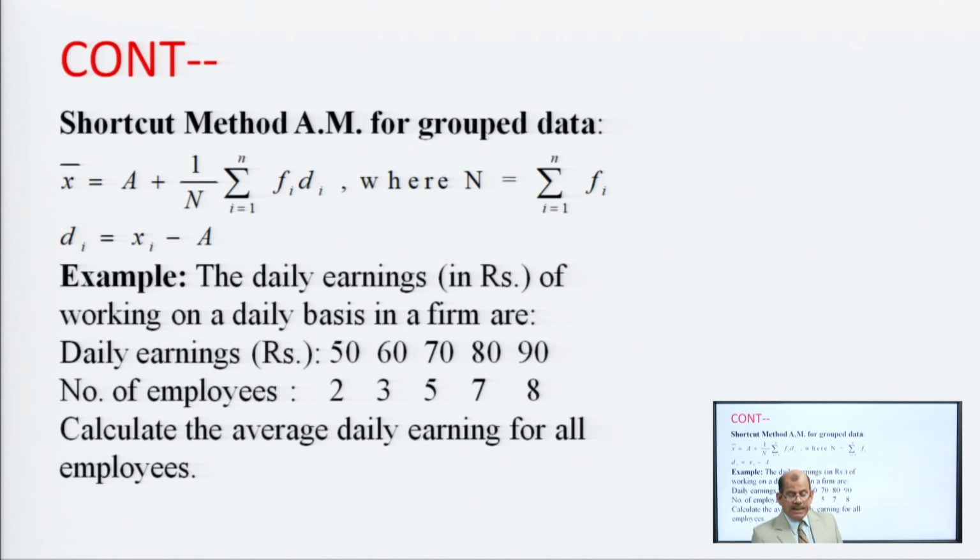Example of grouped data. The daily earnings in rupees of workers working on a daily basis in a firm are: daily earning in rupees 50, 60, 70, 80, 90, and number of employees 2, 3, 5, 7, 8. Calculate the average daily earning of all employees.